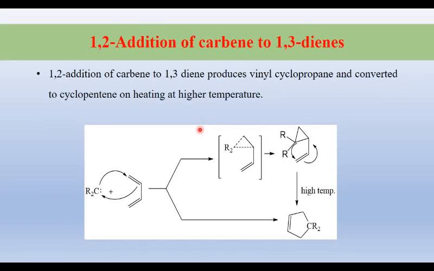Here it is a 1,2 addition of carbene to 1,3-diene. It is a 1,2 position. When carbene is added to this double bond, vinyl cyclopropanes are obtained, which under conditions of high temperature produce cyclopentene.